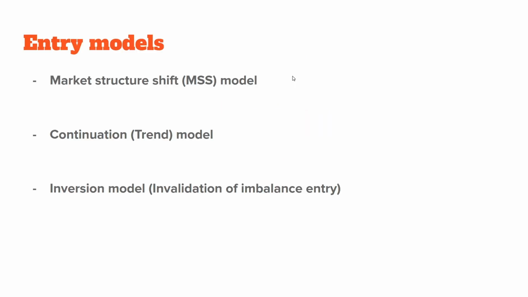A market structure shift model, the MSS model, a continuation trend model, and an inversion model, invalidation of imbalance entry. This first and third one happen to be very similar. They're kind of the same model in one, but I'm a little more versatile now because some days we don't get an FVG entry, some days we get an inversion entry, which was the case today.